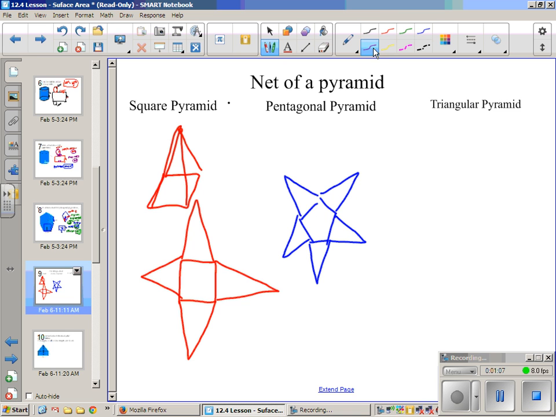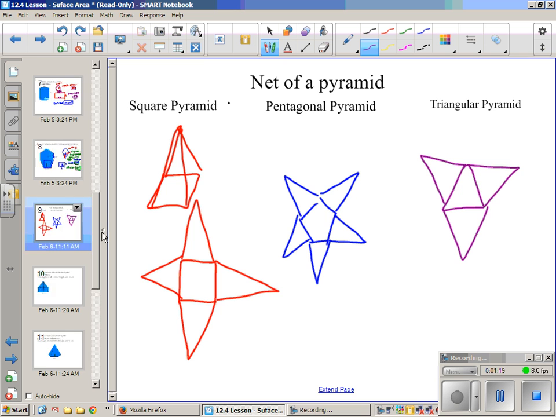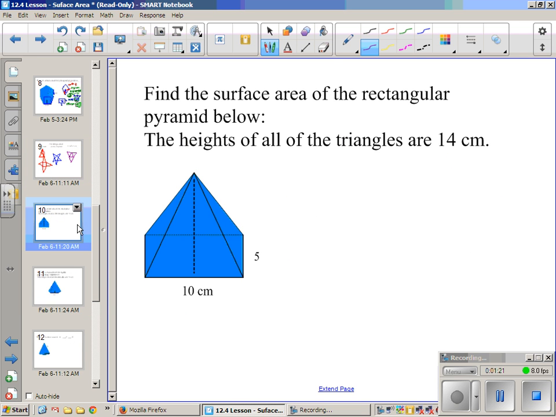Okay? Right, and the last one is a triangular pyramid, so you're going to start with your base, which is a triangle, and then off each one of those there's a triangular face, and again, if you fold it up, you're going to make it into a pyramid. So to find the surface area of a pyramid, it's the same way you find the surface area of a prism. You have to find out what each face is.